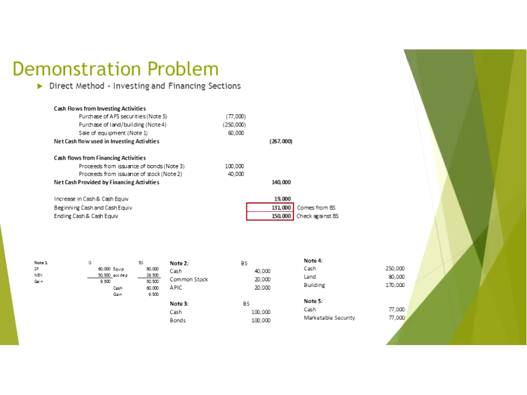So if you go ahead and add up your net cash provided from operating activities of $146,000, subtract out your $267,000 net cash flow used in investing, add your net cash provided by financing of $140,000, you get a net increase in cash and cash equivalents of $19,000. Add to that your beginning cash and cash equivalents of $131,000 should get you to your ending cash and cash equivalents of $150,000. And you can check these by looking at your balance sheet.